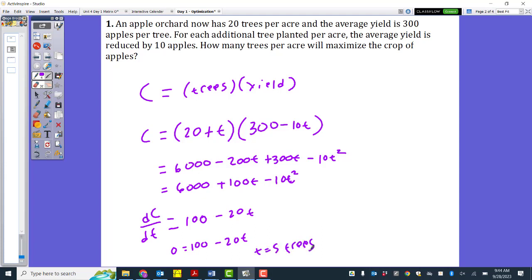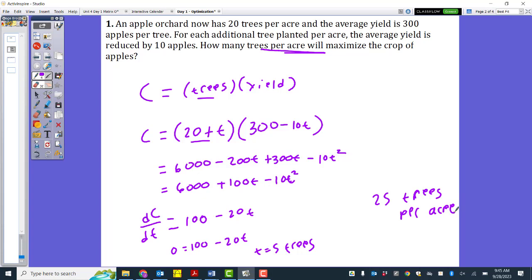Now, let's look at what the question was asking, because this looked like an answer. It's 5 trees, but it says how many trees per acre. This represents the number of trees we're adding. The trees per acre is this equation we had right here. So it's 25 trees per acre. We'll maximize that crop.